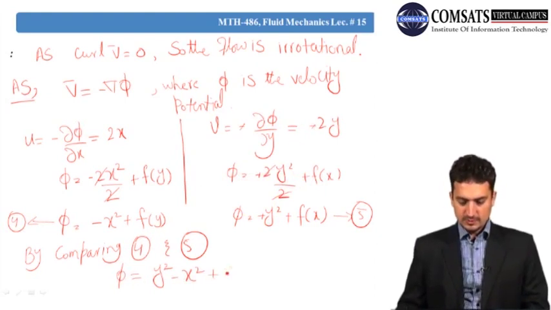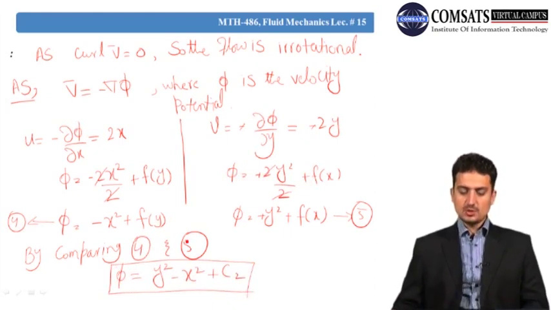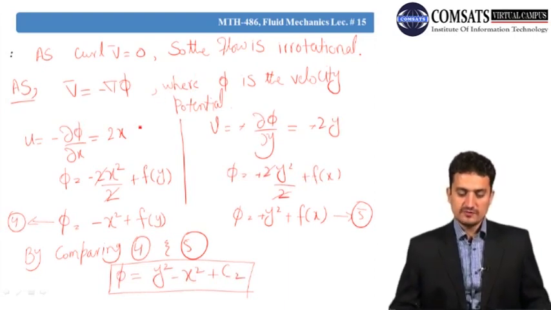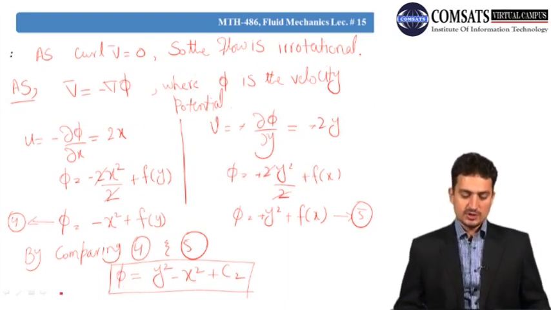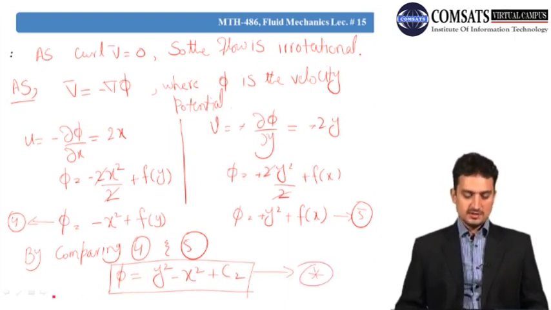So y square plus x square plus a constant. So this is the required velocity potential that we calculated. First, we saw that the velocity field is irrotational, so for the irrotational velocity field we calculated the velocity potential, which came out to be this equation star.